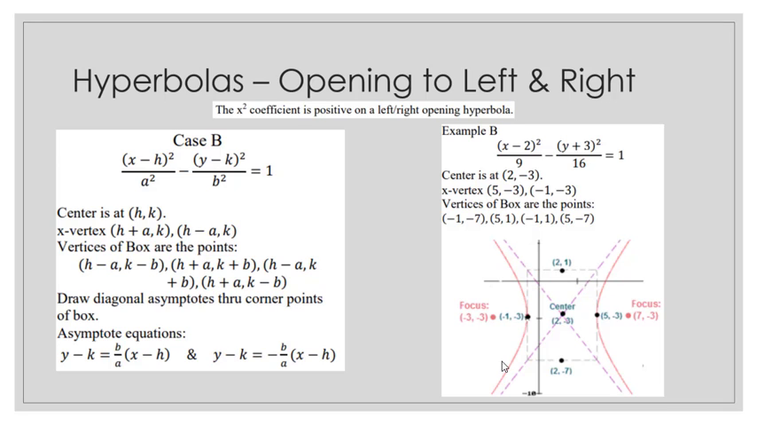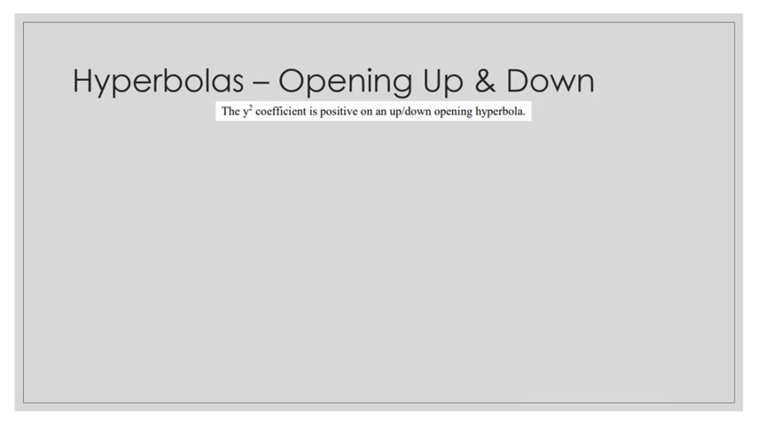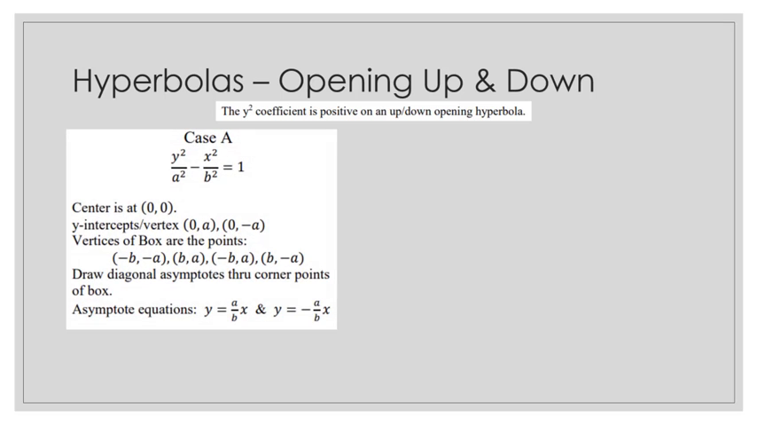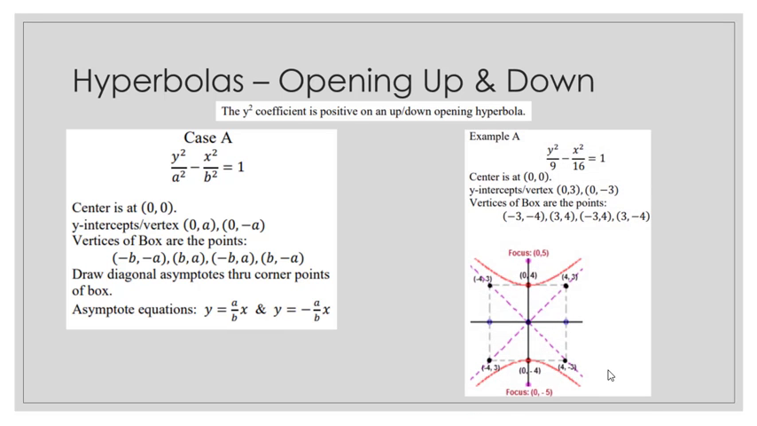Now it's going to be the same exact thing when we're opening up and down. Instead of drawing those hyperbolas left and right, I'm just going to draw them up and down. So here we have another case. Notice that the y squared is positive, the x squared is the one that's negative, so I know I'm opening up and down. Let's look at this example.